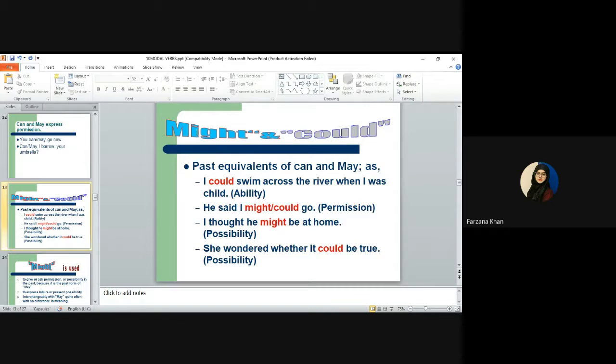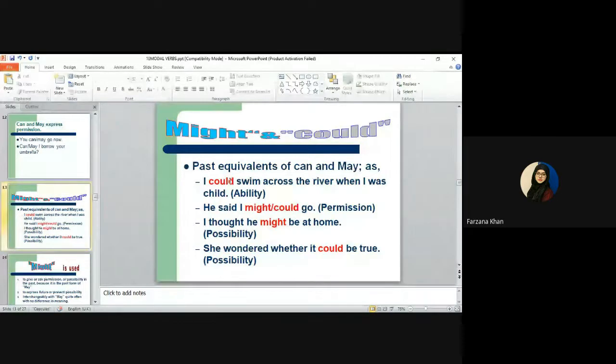Both might and may have the same uses, but might is used in the past tense and may is used in the present tense. Similarly, the uses of could and can are also similar. Could is used in the past tense and can is used in the present tense. But there are also certain other uses which we will discuss one by one. First, see the examples.